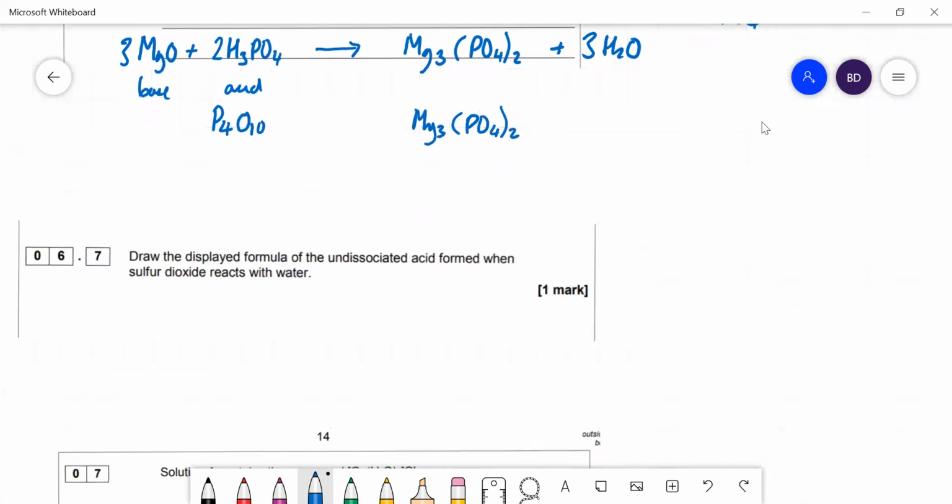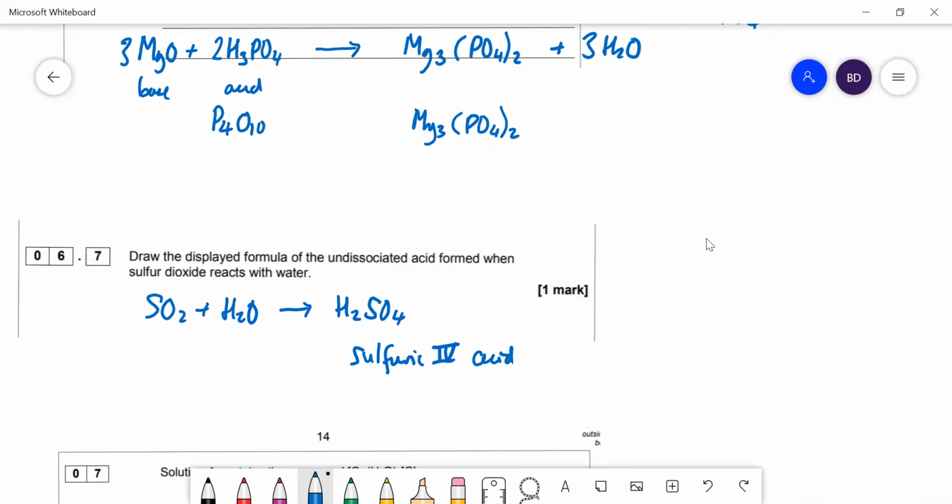6.7, draw the displayed formula of the undissociated form when sulfur dioxide reacts with water. So you should know then that SO2 reacts with water to form H2SO3, which is either called sulfurous acid or sulfuric(IV) acid, because of the oxidation state of the sulfur. And that is actually a weak acid.